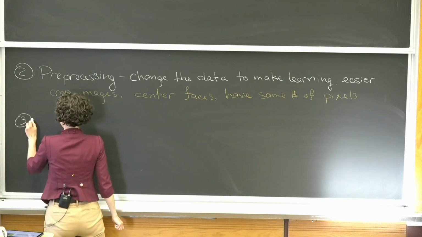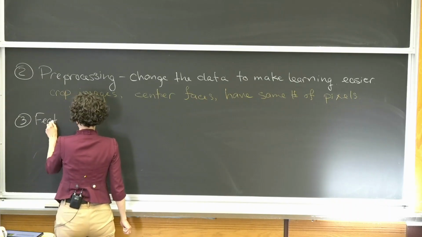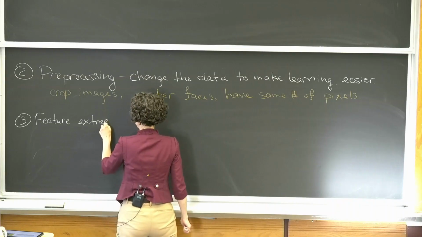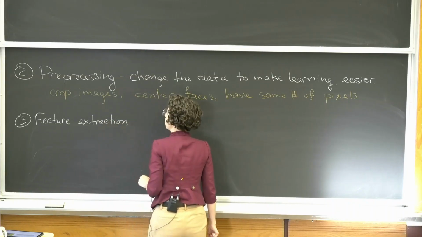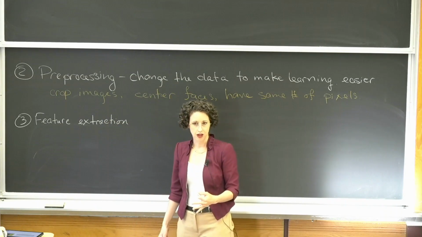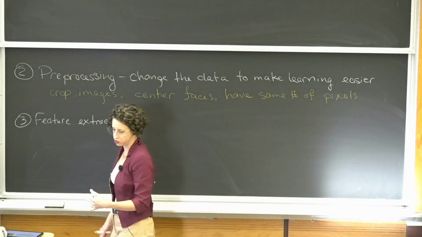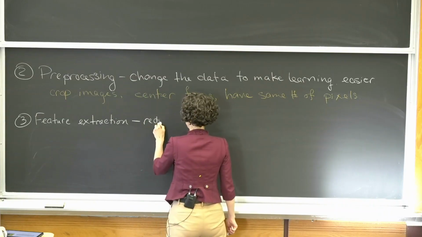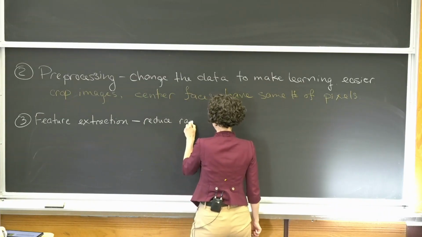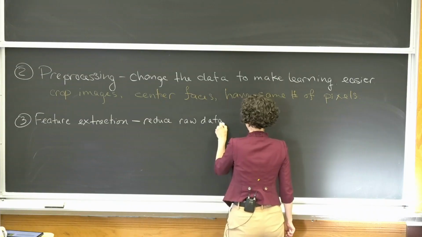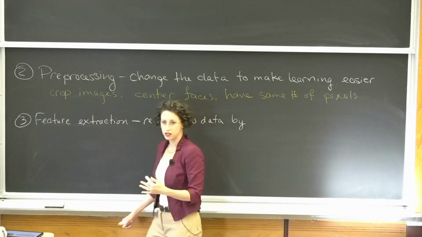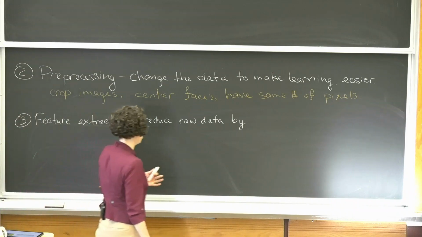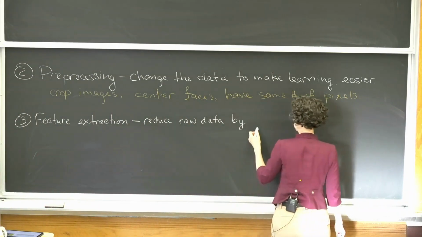The third is feature extraction. This is a task that's central but which has evolved quite a bit over the history of machine learning. So what we mean by this is now we are going to reduce the raw data by representing it in terms of features or properties relevant to the task.